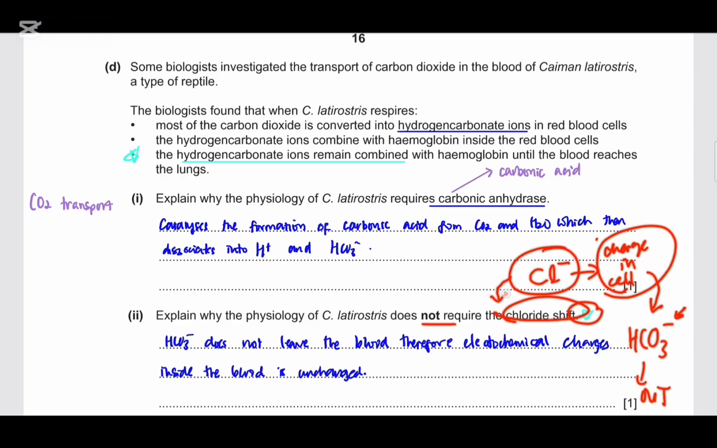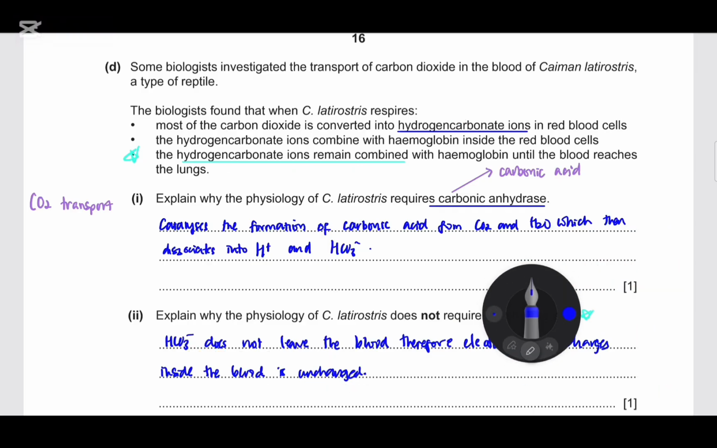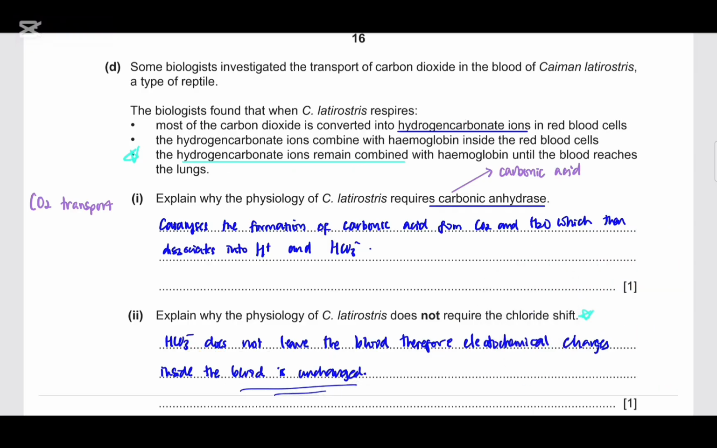But in this species, hydrogen carbonate ion does not leave the cell. It stays inside the hemoglobin. It stays inside the red blood cell. There's no change in charges. So that's why it stays. Hydrogen carbonate ions do not leave, therefore the electrochemical charges, or simply the charges, inside the blood are unchanged. That's why.